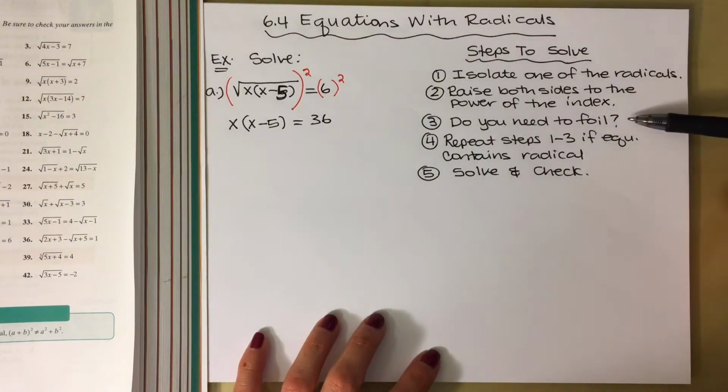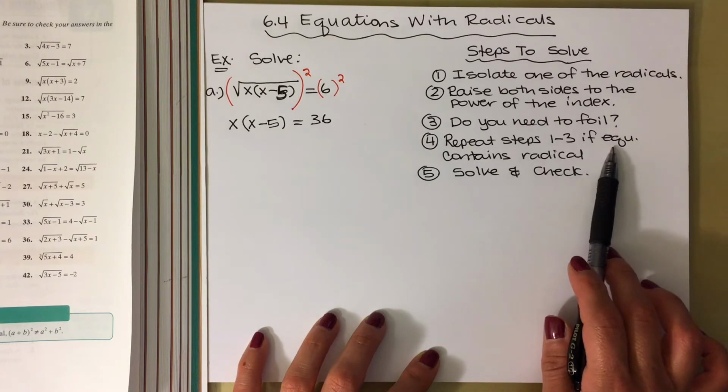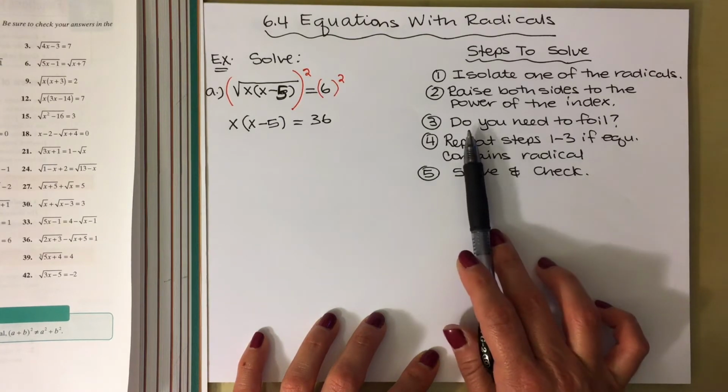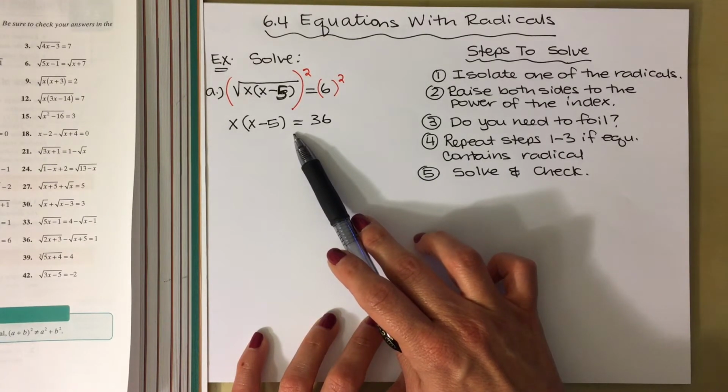The third step is more of a question. Do you have to FOIL? For some of the more complicated problems, we will have to FOIL, and I'll show you once we get to that step. Repeat steps 1 through 3 if your equation still contains a radical, which we don't have to do for steps 3 or 4 because our equation doesn't have a radical anymore.